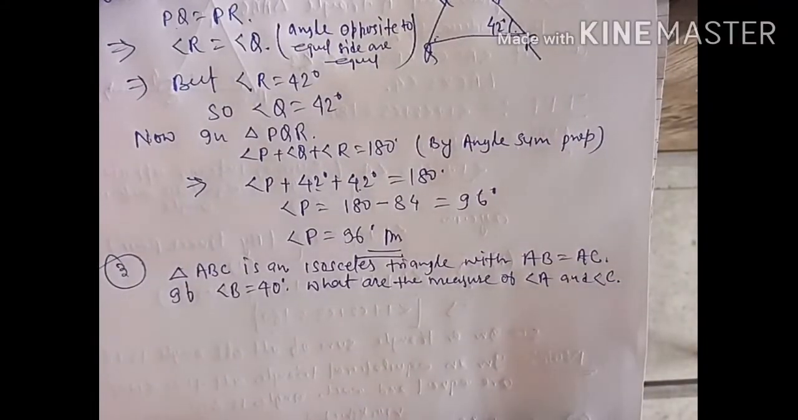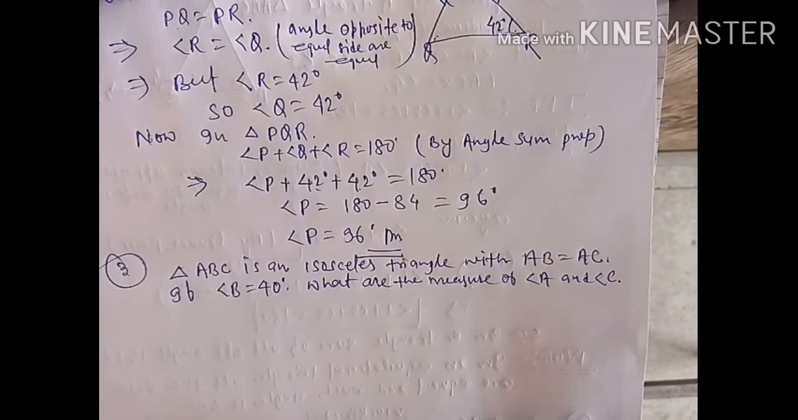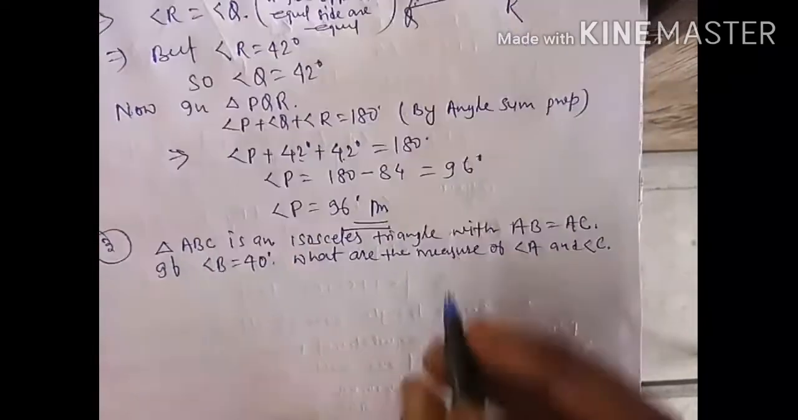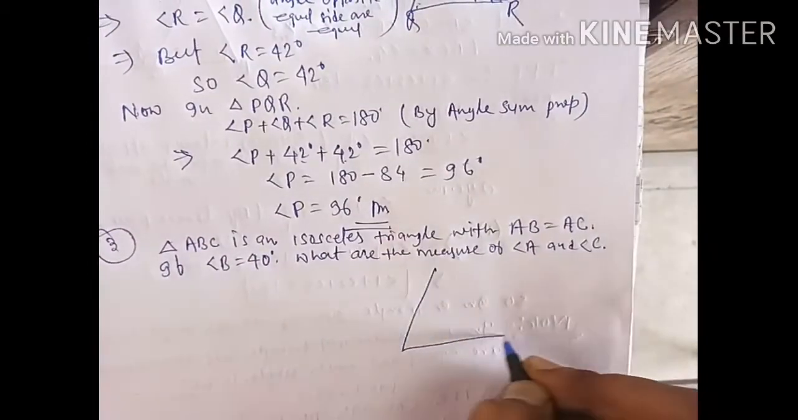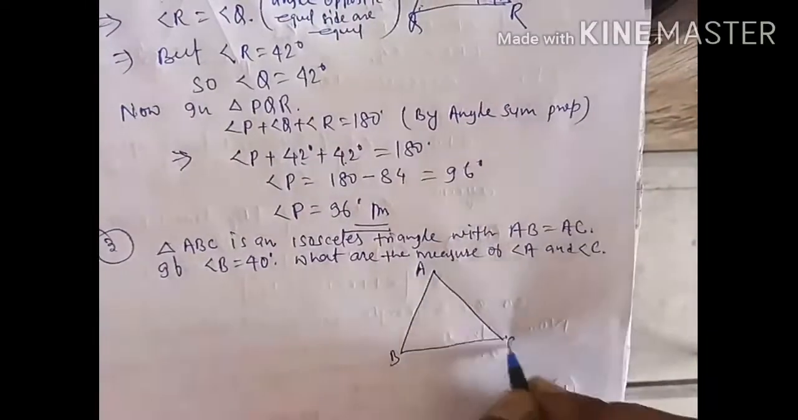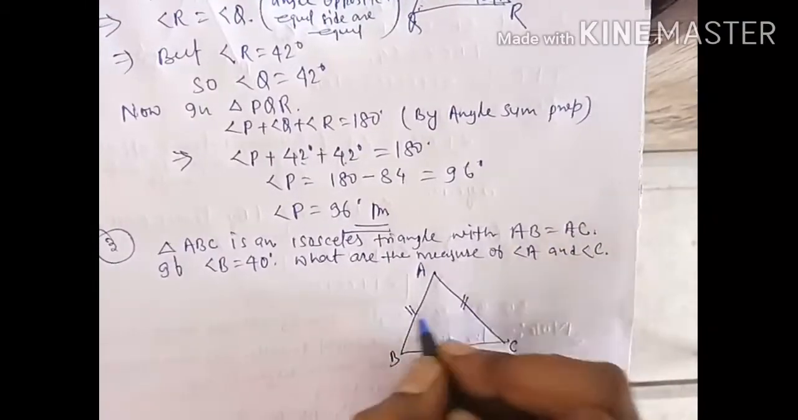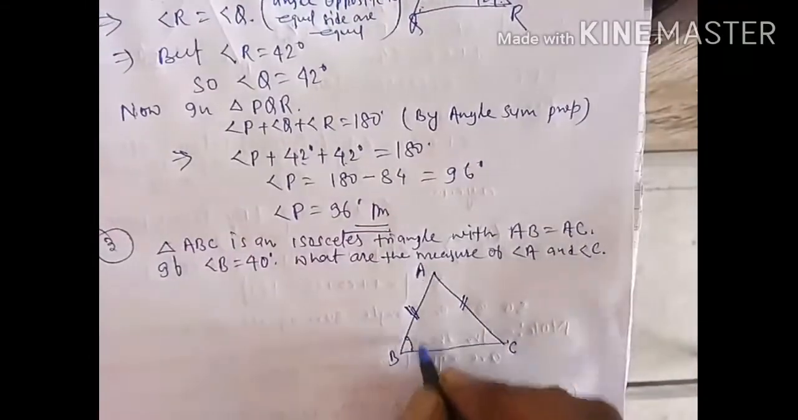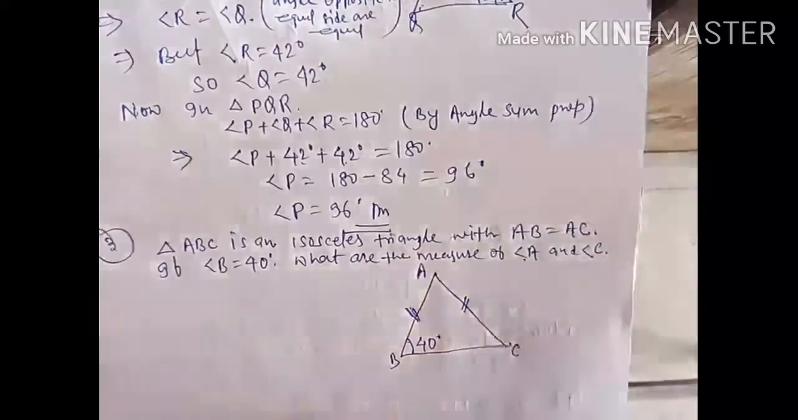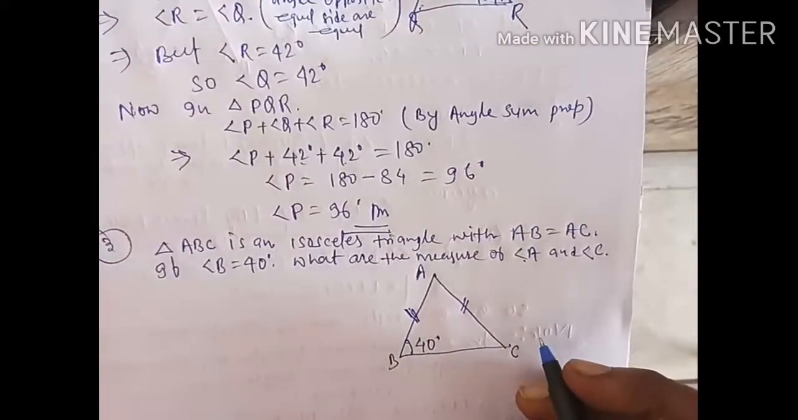Here given that triangle ABC is an isosceles triangle with AB is equal to AC. If angle B is equal to 40 degree, what are the measure of angle A and angle C? You have to measure the angle A and angle C. First you make a triangle ABC. This is the triangle ABC, in which given that AB and AC are equal. Also given that angle B is equal to 40 degree, and you have to find angle A and angle C. Correct?